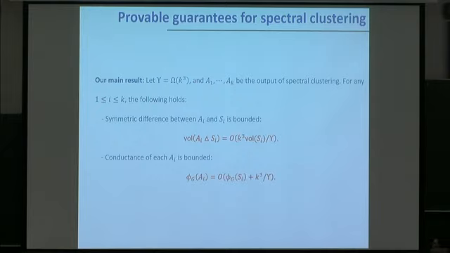So our first result is the volume of the symmetric difference between S_i and A_i, which measures the misclassified part. We can show that the volume of the symmetric difference of A_i and S_i is at most k cubed times the volume of S_i divided by epsilon. This also shows that once we have a large gap epsilon, the spectral clustering performs better. Secondly, if you look at the conductance of every returned A_i, this can be upper bounded with respect to the conductance of S_i as well.